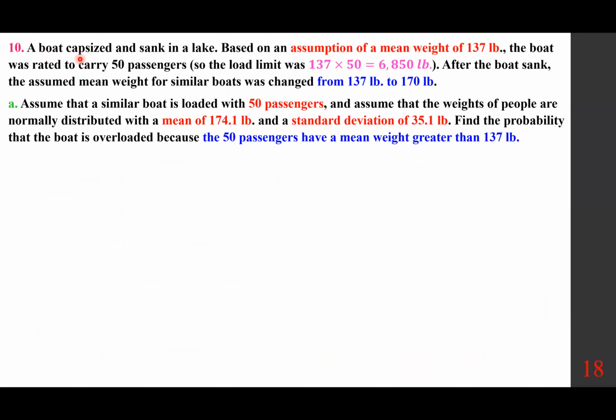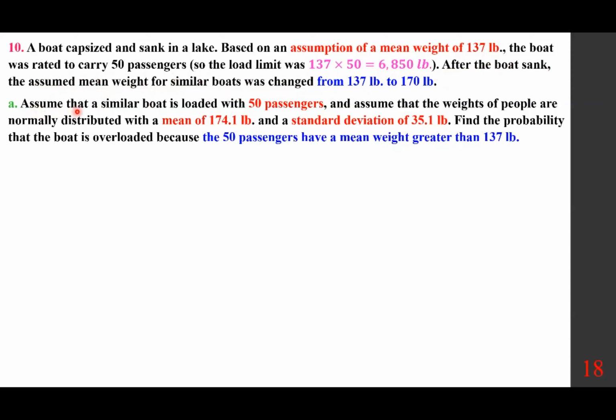A boat capsized and sank in a lake based on an assumption of a mean weight of 137 pounds. The boat was rated to carry 50 passengers. So the load limit was 137 times 50 equals 6,850 pounds. After the boat sank, the assumed mean weight for similar boats was changed from 137 pounds to 170 pounds.